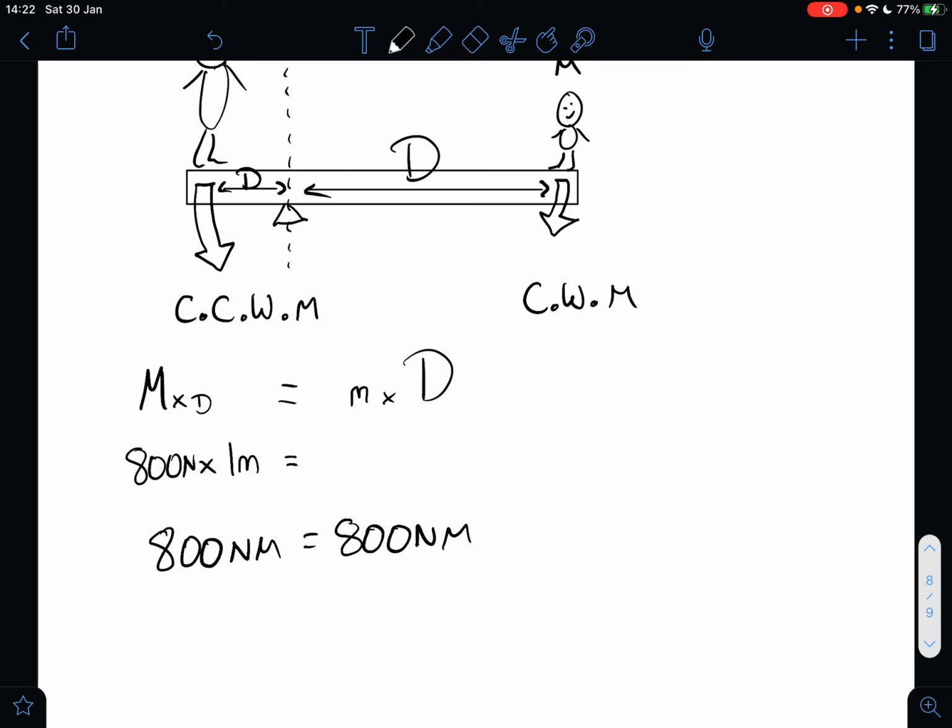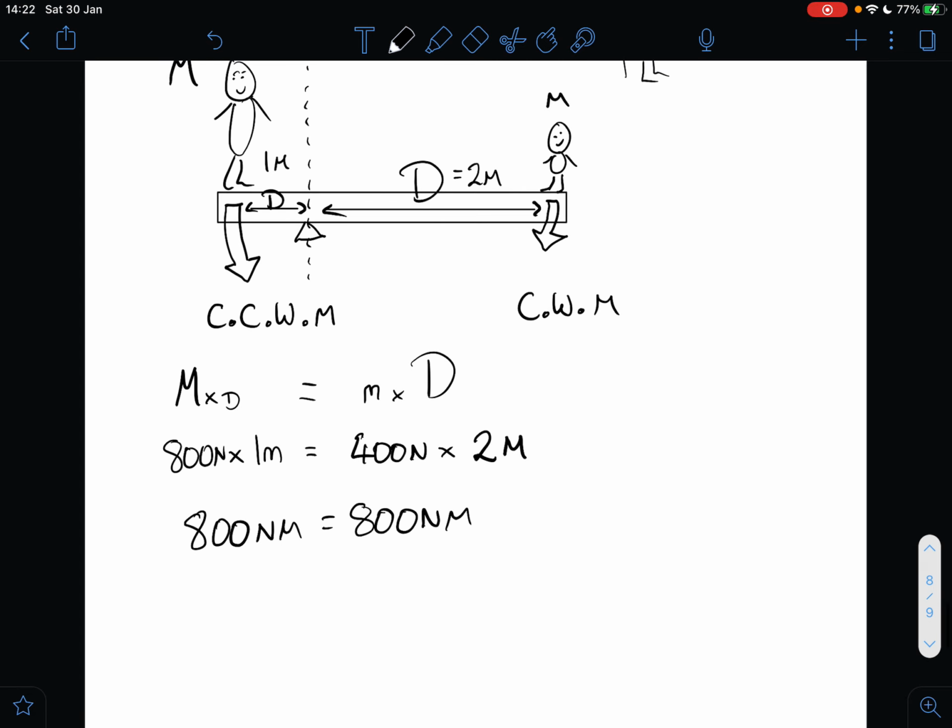So let's imagine they are half my weight, 400 newtons. So 400 times 2 meters. They would have to stand a distance of 2 meters away to balance my 1 meter with me weighing twice as much. So that's called balancing moments.